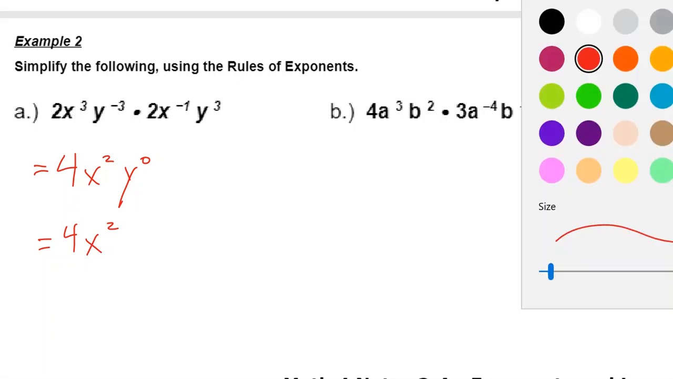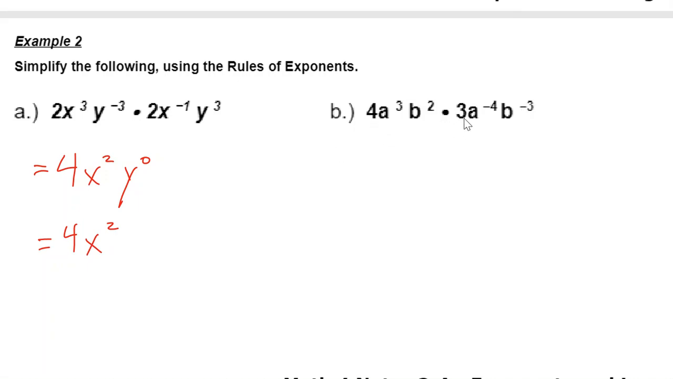So we get over here, and we say big 4 times big 3 gives me big 12. A to the 3rd times a to the negative 4 is going to give me an a to the negative 1. 3 minus 4 is negative 1. B squared times b to the negative 3rd. 2 minus 3 is a negative 1. Now, they didn't say so here, but a lot of times you'll see them ask you to leave the exponents as positive numbers. And that's what it would look like if you did that.